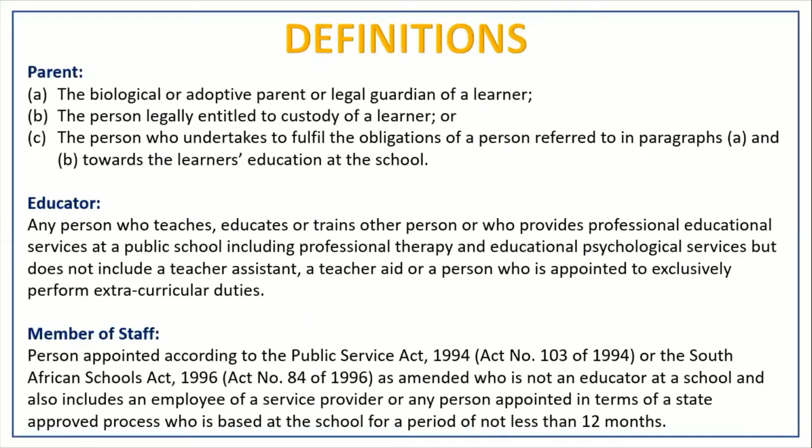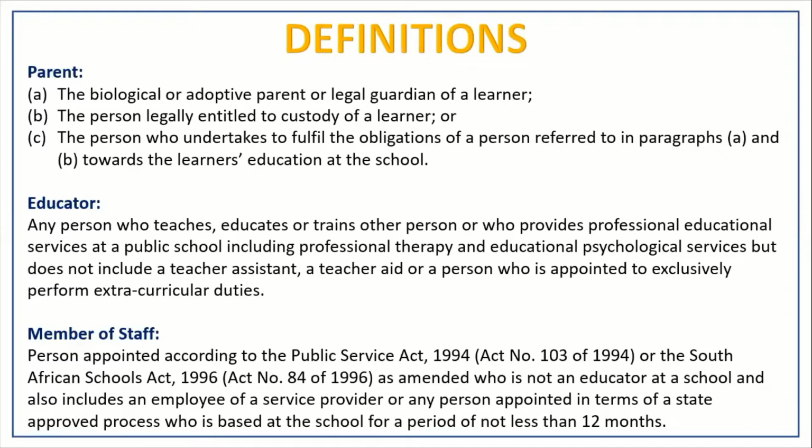We're just going to look at some of the definitions. We're not going to look at all the definitions available, but these are the ones that we're getting the most queries about, and the principals are struggling with the most. What is the definition of a parent in the policy? When we say you're electing the parent component, who qualifies as a parent? That would be a biological or adoptive parent or a legal guardian of the learner, and we'll go into that in more depth later on in the slides.